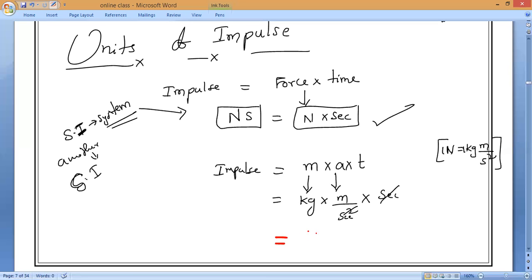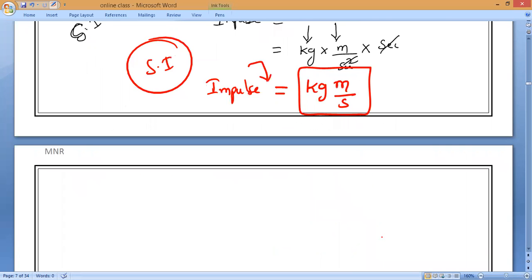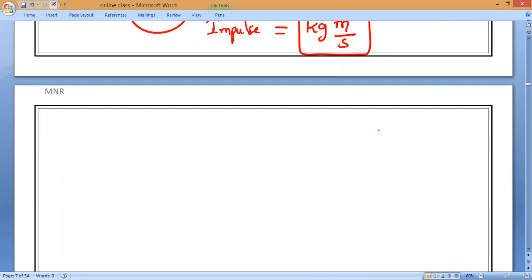That's all. Then what is the remaining thing? Kilogram meter per second. That is the unit of what? Unit of impulse. This is also SI unit only. You already studied this unit for something. Anybody can tell what is that? Momentum. Momentum is equal to what? Mass into velocity. So the unit of mass is kilogram and the unit of velocity is meter per second.